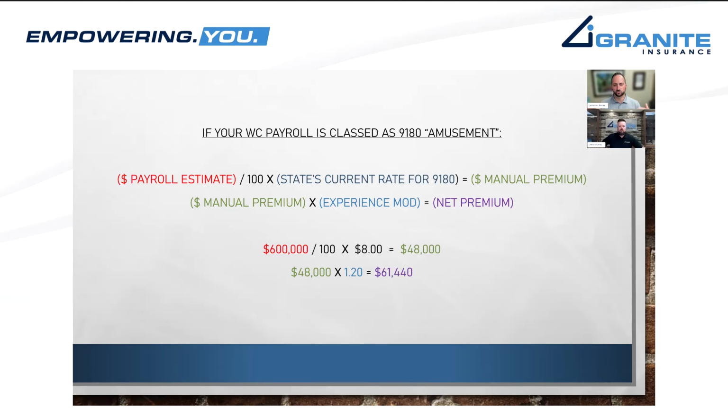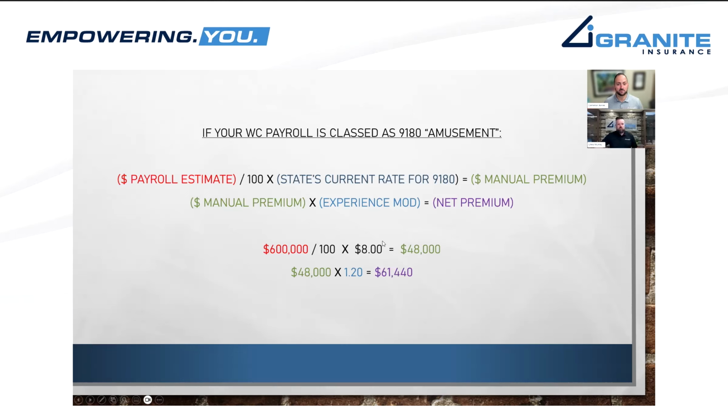The next part is really what we're going to talk a lot about today, and what is controllable. You take your manual premium and multiply it by this really fancy word called your experience mod factor. That's where a lot of our conversation is going to be focused today. The multiplication of those two things gives you your net premium, which is the final premium that you actually pay. Below, this talks through actual numbers. If we had $600,000 of payroll, we would divide that by 100.